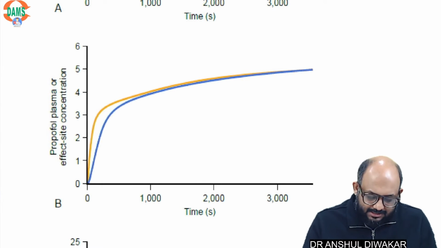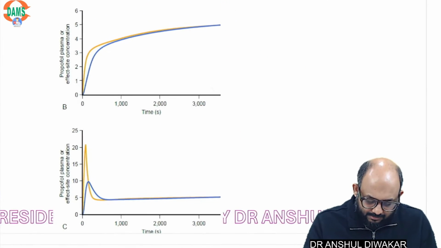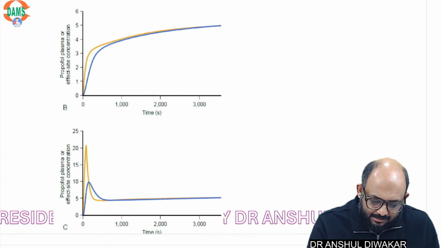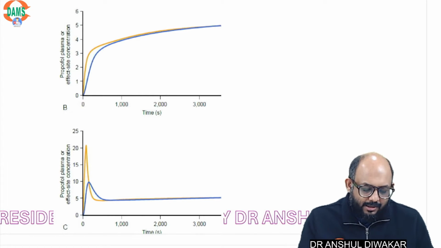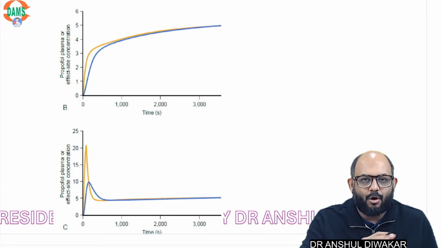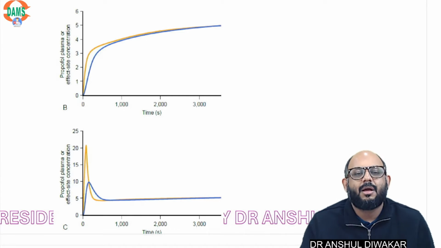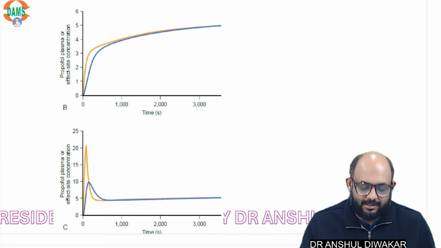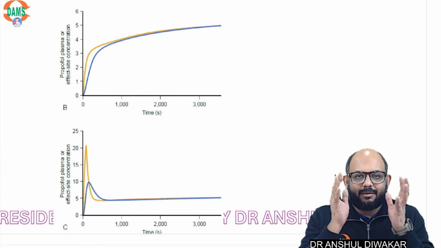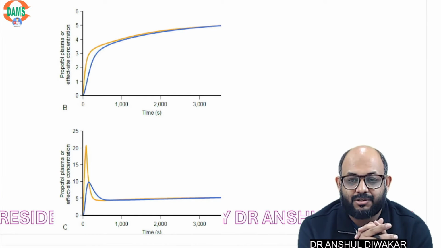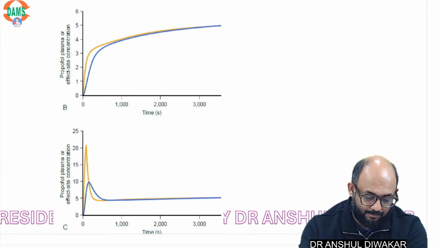Okay. Now these two graphs that you see, these are infusion based models. But one is targeting the plasma concentration, another is effect site concentration. In both, what you see in the orange is the plasma concentration, and what is in the blue is the effect site concentration. That is the level at which you will get the desired action. So it's at the level of the brain.